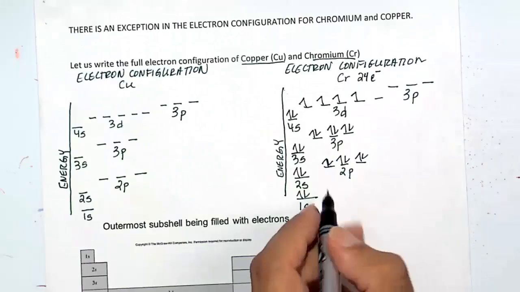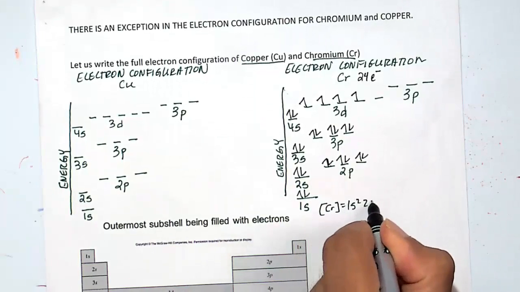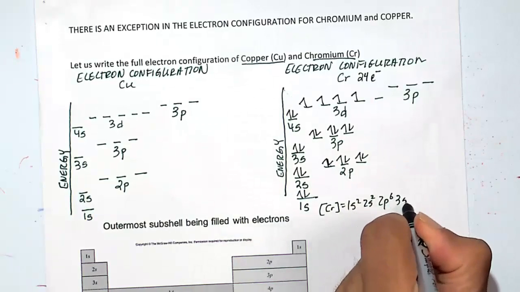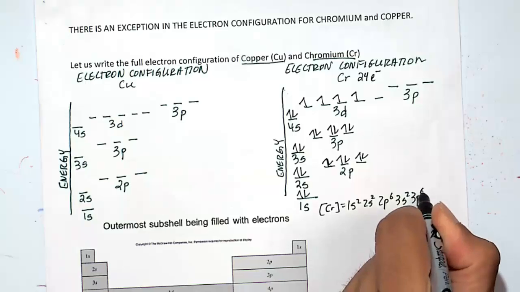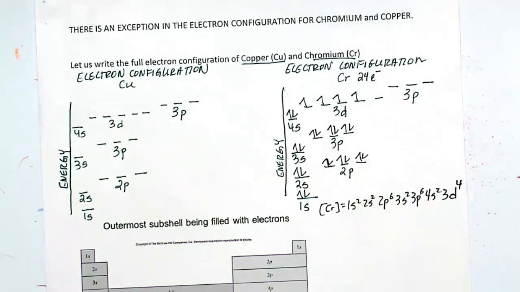Okay. You would think it would be 1s2, 2s2, 2p6, 3s2, 3p6, 4s2, 3d4. Okay, so this is not the right answer. There's something really wonky, something weird with chromium.